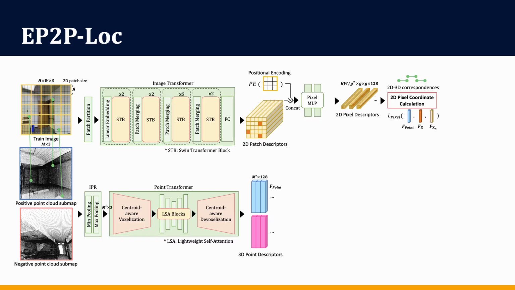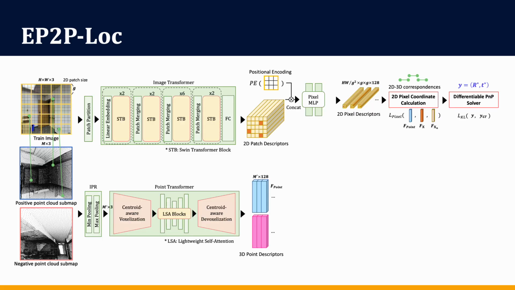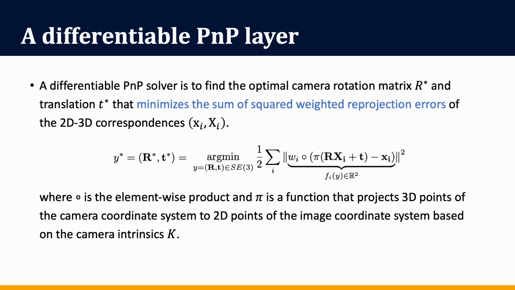To obtain the features of each pixel, we employ positional encoding and utilize a simple two-layer MLP. The positional encoding is based on basic sine and cosine functions, allowing us to set the 2D pixel coordinates of the 3D point descriptor to the closest result. Finally, we locate the 2D pixel descriptor that is closest to the 3D point descriptor and construct the 2D-3D correspondences, which are then fed into a differentiable PnP solver for camera pose estimation. This enables the learning of camera pose during the training process by minimizing the weighted reprojection error.